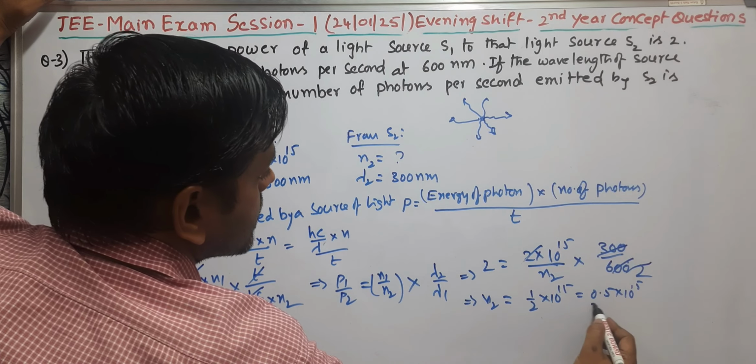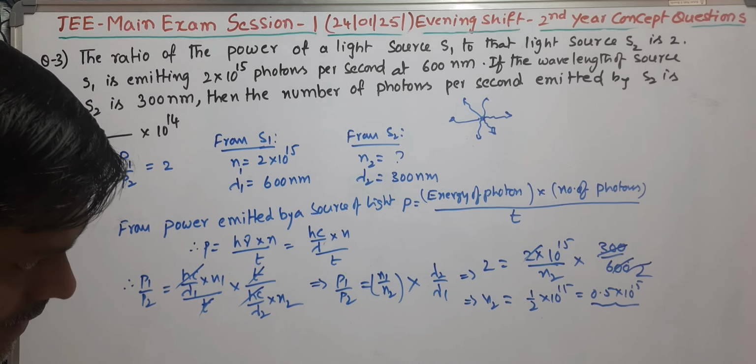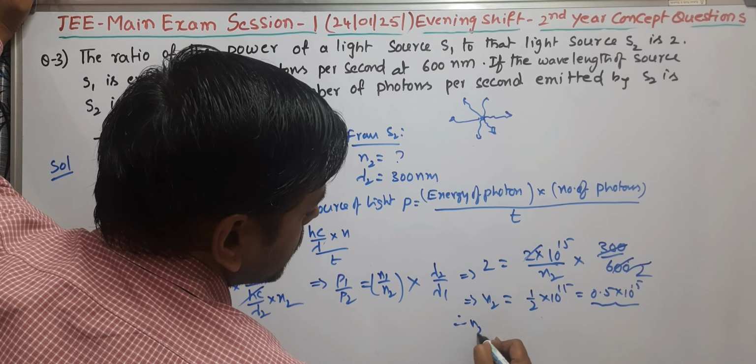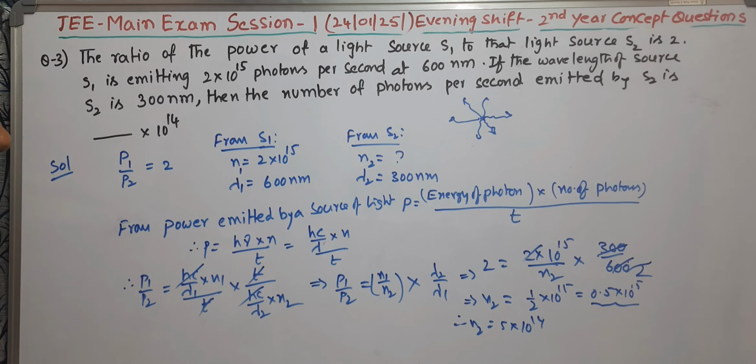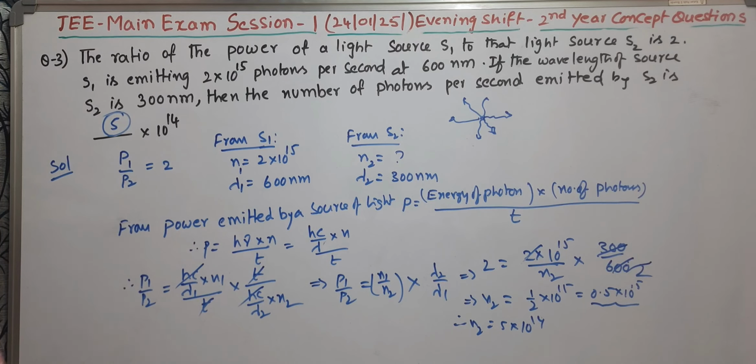This is the number of photons emitted. Simplifying, N2 is equal to 5 into 10 power 14. So the answer is 5. That's it.